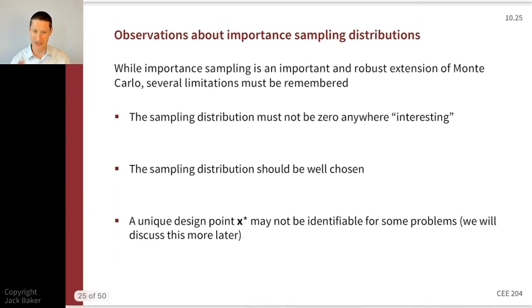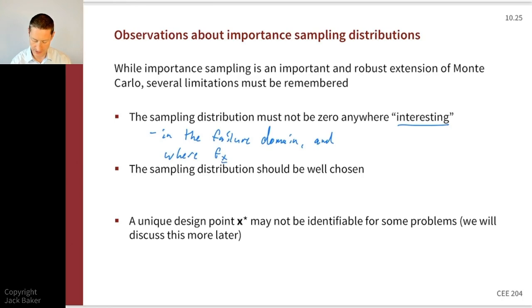So we're honing in on a pretty nice strategy here. Some thoughts about what we should be thinking about when picking a strategy. There are a few considerations. One is that the sampling distribution must not be zero anywhere interesting. Specifically, the interesting part is in the failure domain and where the true distribution, f of X, is non-zero. So I may need to make sure that I'm sampling from all the interesting places. If my sampling distribution has a zero PDF somewhere, I'm never going to generate samples there, and I could get myself in trouble.